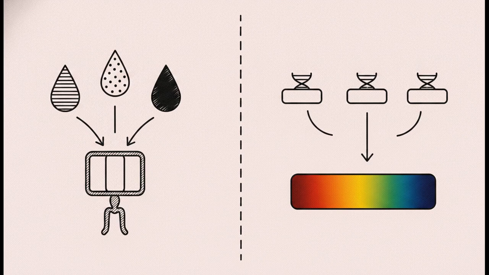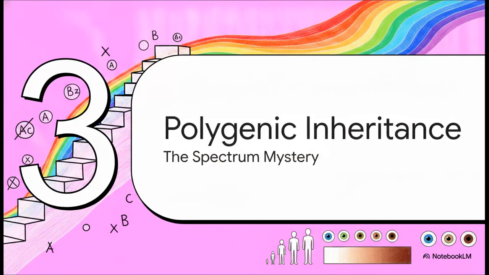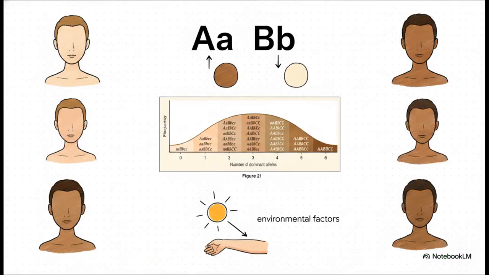Polygenes, on the other hand, means one single characteristic is controlled by the additive effect of 2 or more entirely separate genes. Which perfectly brings us to number 3, polygenic inheritance, or the spectrum mystery. Okay, we are definitely stepping up the complexity escalator here. We're looking at traits that don't just fit into neat, clear-cut categories, like blood type A or B, but rather they exist on a continuous spectrum.